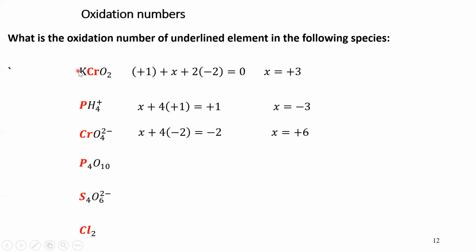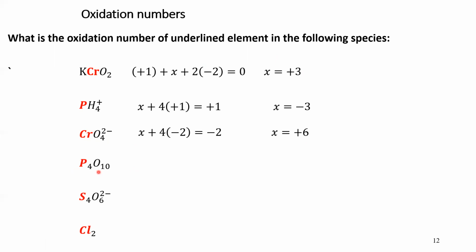Now notice that chromium up here was a +3. Chromium here is a +6. Chromium can have multiple oxidation numbers. It's one we'd have to figure out. All right, so hopefully we're getting the hang of it. Let's look at P4O10, tetraphosphorus decoxide. See if you can figure out what the oxidation state on phosphorus will be.